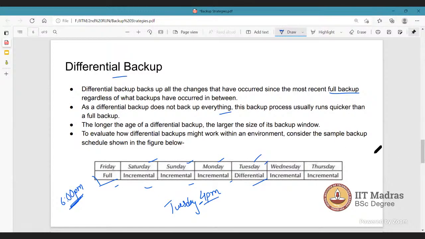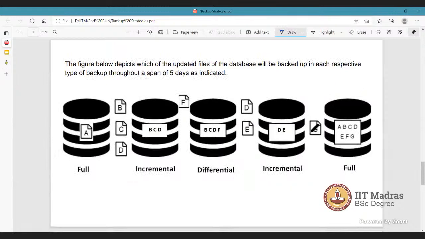Okay. So now we have this particular example, which consists of all three strategies: full backup, incremental backup, and differential backup. Here we are taking A, using full backup. After that, the changes made are B, C, and D, and the backup we are performing is incremental backup. An incremental backup backs up only those files which have changed since the last backup. So B, C, D will be recovered.